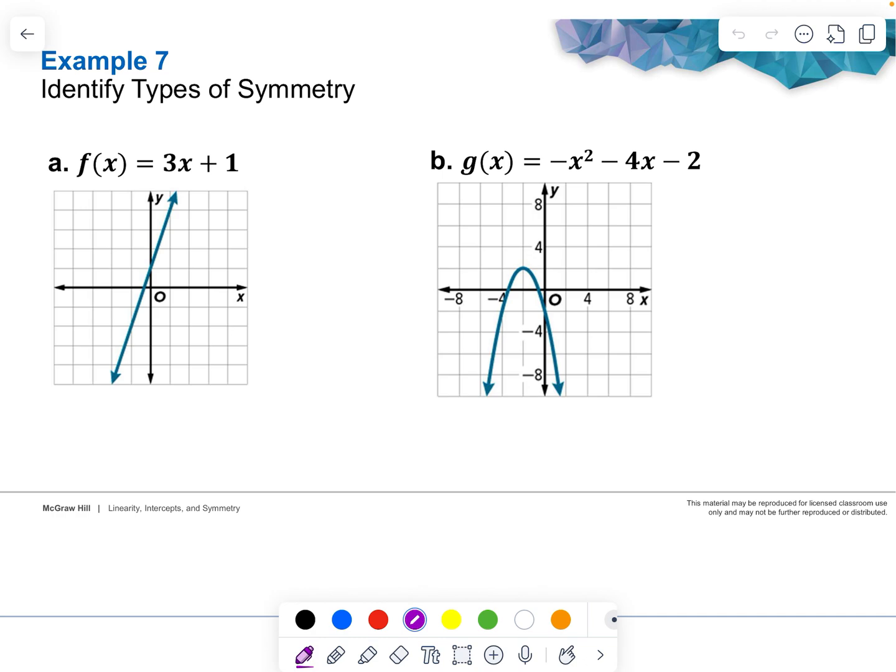So if we look at the first one, if I drew a vertical line and I folded this one, I hope you see that it would not fold onto itself. So it is not line symmetry. But if I tried to rotate around a point, perhaps that point, 180 degrees, I would get the same line. So this is point symmetry.